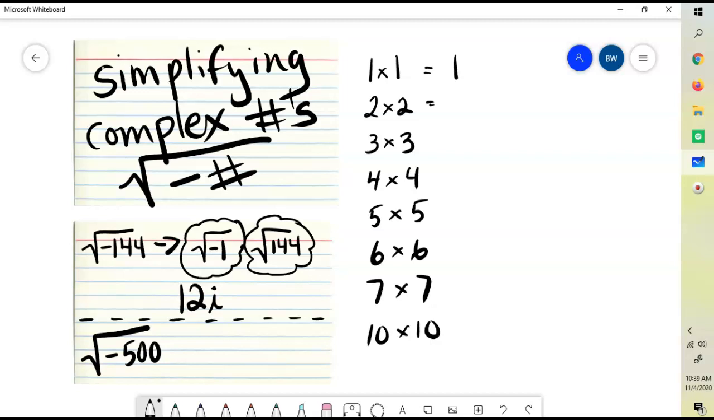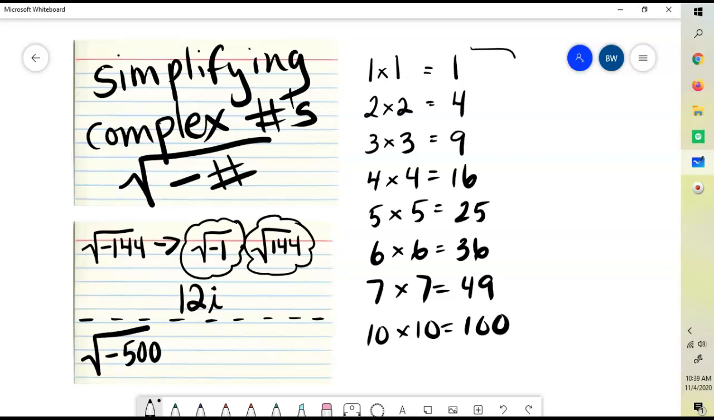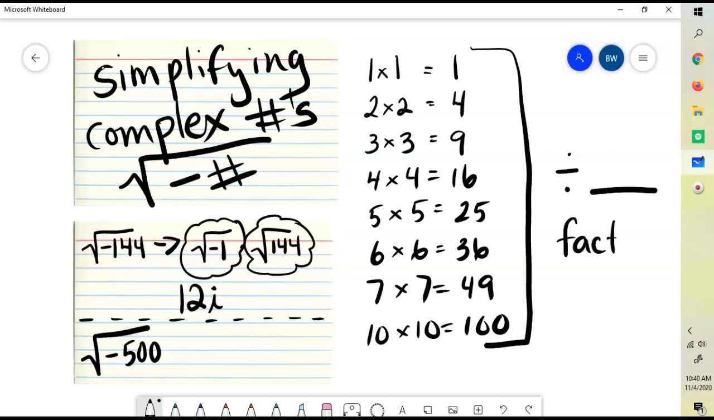So 1 times 1 is 1. We've got 4 when we do 2 squared, 9 when we do 3 squared, 16, 25 when we get 5 squared, 36, and so on and so forth. It's good to have a list of these to use to divide by that number because they might be a factor of the number inside the radical. So in this case, I'm not going to divide by 1 when I'm looking at negative 500. I could divide by 4. I could divide by 25, but there's an even higher one that I could divide by, so I'm going to go ahead and pull this 10 out of this number.